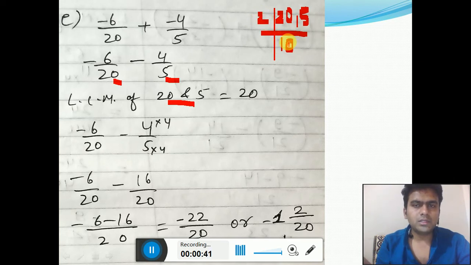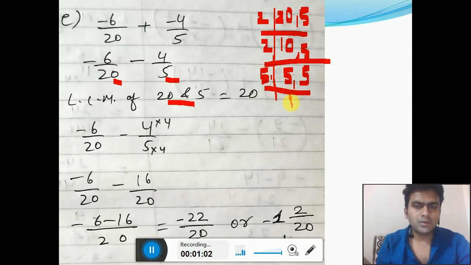So 2 1s are 2, 0, 5 is written as it is. Now again we can divide this 10 by 2, 2 5s are 10, 5 as it is. Now 5 and 5 are left, so it can be divisible by 5. So 5 1s are 5, 5 1s are 5. So LCM is 2 2s are 4, 4 5s are 20.